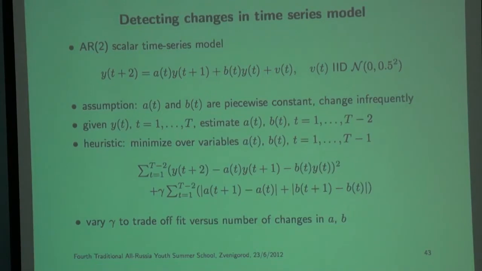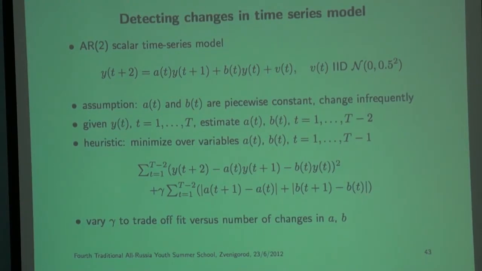And the heuristic is this. I'll tell you what the true maximum likelihood problem would be. This is the negative log likelihood function for Gaussian V. That's exactly what this is. And then to this you would add something involving the cardinality of the difference. That would be the actual maximum likelihood estimate. Instead, we replace it with the L1 heuristic and we get this. And we vary gamma to get a trade-off in the fit versus the number of changes in A and B.